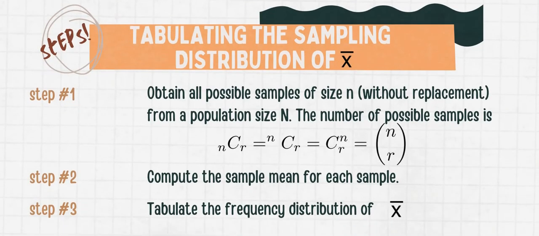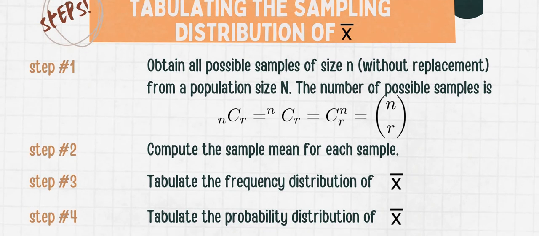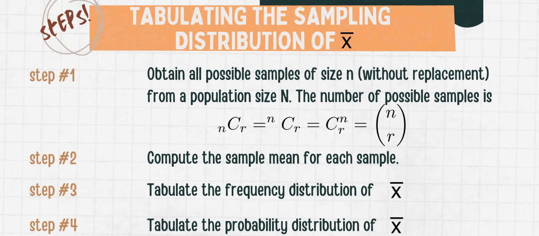So, step one. The next slide is about tabulating the sampling distribution of X bar. From now on, I will use X bar to indicate the sample mean. Before you find the mean and the standard deviation, you need to find your sampling distribution first.